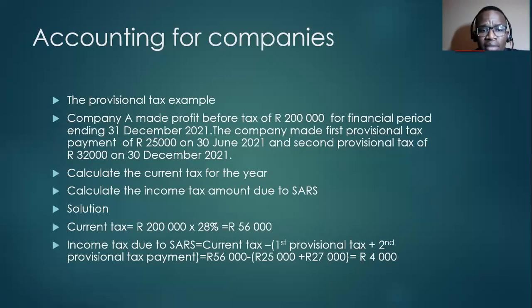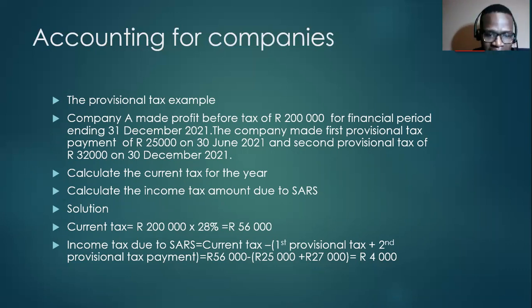We're going to touch on how the provisional tax example works, right? So let's say there's company A, which made a profit before tax of 200,000, right? For financial period ending 31 December 2021, right? Then the company made a first provisional payment of 25,000 on 30 June 2021 and made a second provisional tax payment of 32,000 on 30 December 2021, right? Then they say calculate the current tax for the year. Then you calculate the income tax amount due to SARS, right?